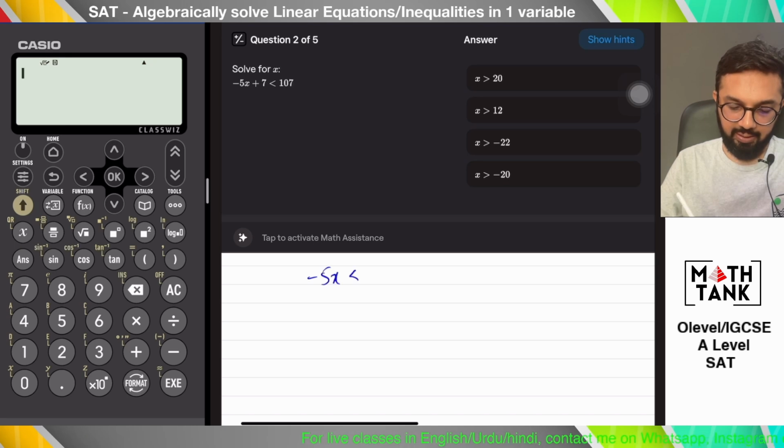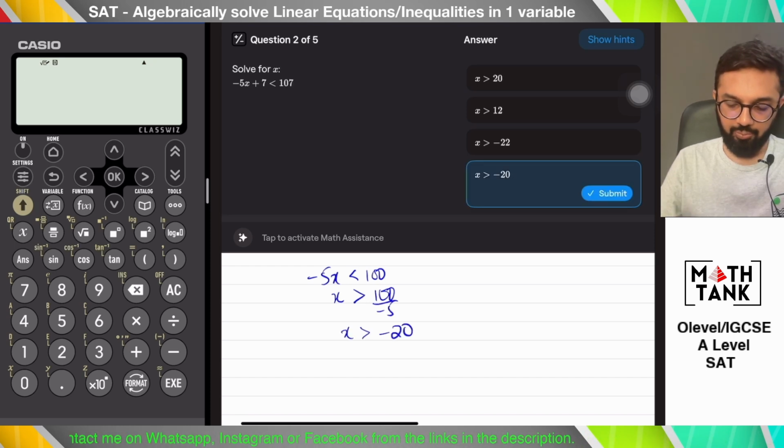Minus 5x is less than 100. Now remember that whenever you divide by a negative number, you flip the inequality. x is greater than minus 20, so that should be the answer.